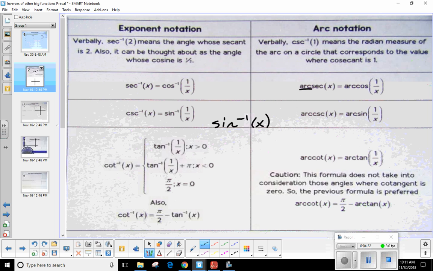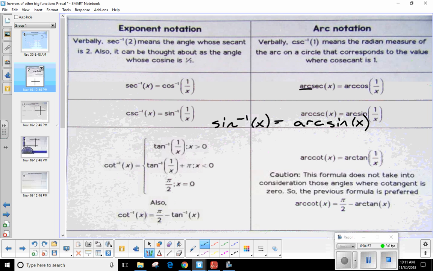We know that x has to be a ratio. The answer is going to be an angle measure. So this is just another way to write it. It's a new notation. Sine inverse of x can also be written just by putting the word arc in front of the sine, or any trig function. Arc is just another way of telling you we're dealing with the inverse instead of writing the -1.